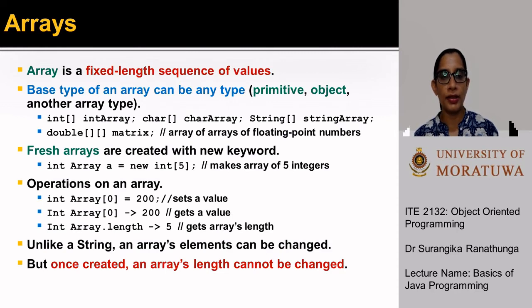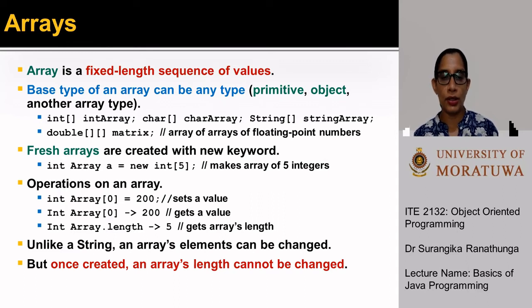An array is a fixed length sequence of values. An array can contain either primitive types or objects. Whether it is objects or primitive types, they have to be of a related data type. That means we can have an integer array to include integers, and if it is objects, these objects should be of the same type or of related types. If you want to create a new array, you will have to use the new keyword. And when you are creating arrays, you can specify the number of elements that will be in the array.